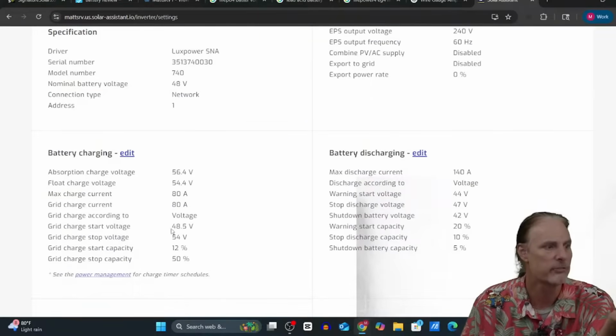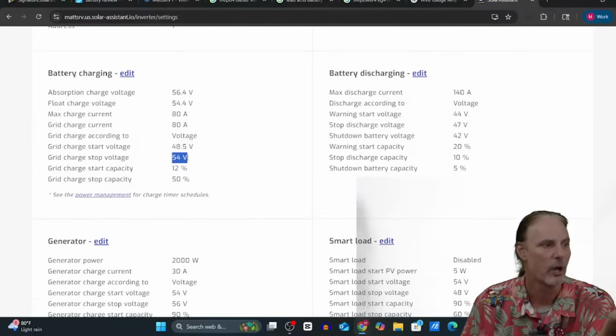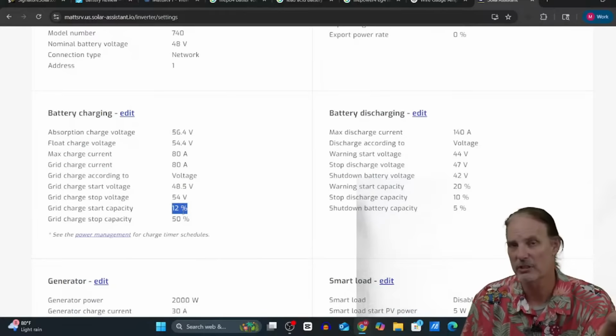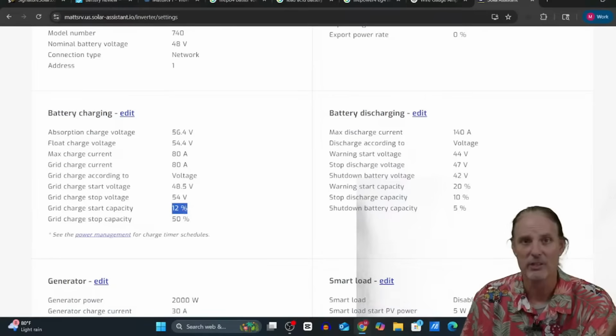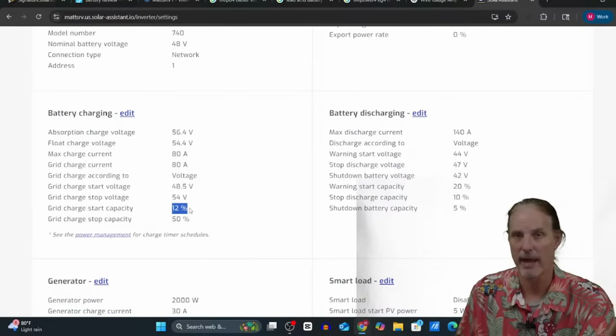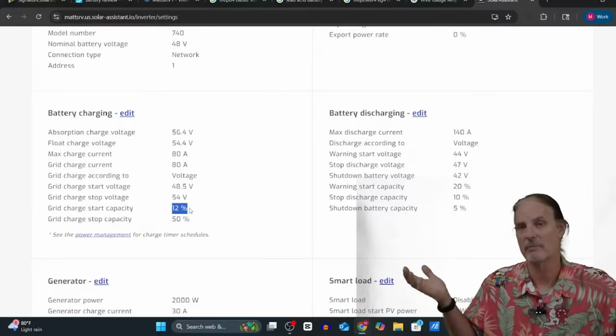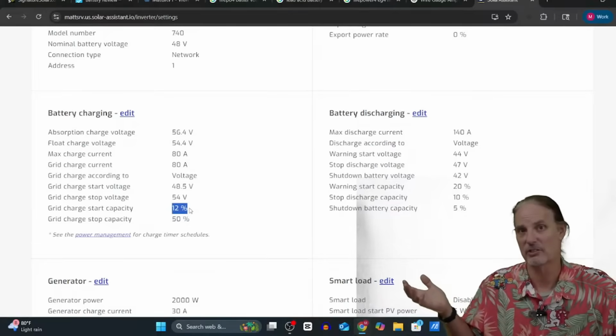I can come here and set my minimum charge, start at 48.5 to use the grid if I need it, and cut off at 54. If I was running in state of charge mode, then it would be start at 12. But the EG4 6000XP and the EG4 batteries don't allow you to set this below 10%. So I can't actually run my batteries down to zero, which basically means I bought 10% of a battery that I'm never going to use, which for me is just ridiculous.